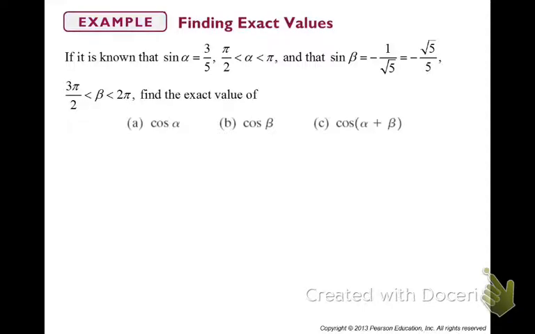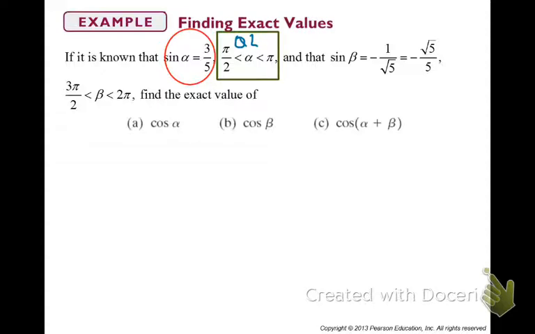alpha. First of all, they gave you that sine alpha is 3 over 5. And what's that second big piece of information? It's between pi over 2 and pi. So for you, that's important to know because what quadrant is alpha in right now? What quadrant is alpha in? Quadrant 2. Okay? So we know that alpha is in quadrant 2, and they gave us the sine ratio of 3 over 5.